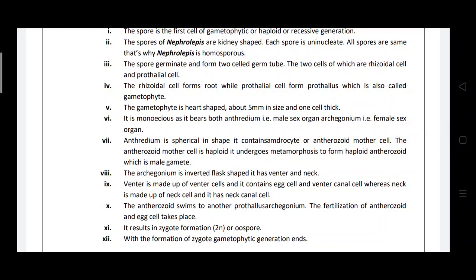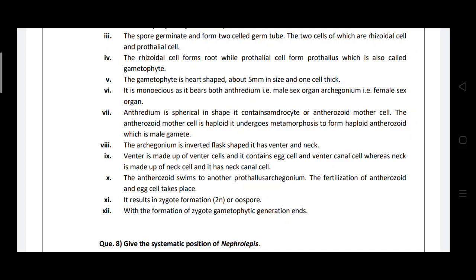The antheridium is spherical in shape and contains the androzoid mother cells. These androzoid mother cells are haploid, and they undergo metamorphosis and form the anthrozoids, that is the male gametes. The archegonium is flask shaped and has two parts, the venter and the neck. The venter is made up of the venter canal cell and the egg cell, whereas the neck is made up of the neck cells and neck canal cells. When the antheridium matures, it breaks down and the anthrozoids are liberated. These anthrozoids swim to another prothallus in search of the archegonium.